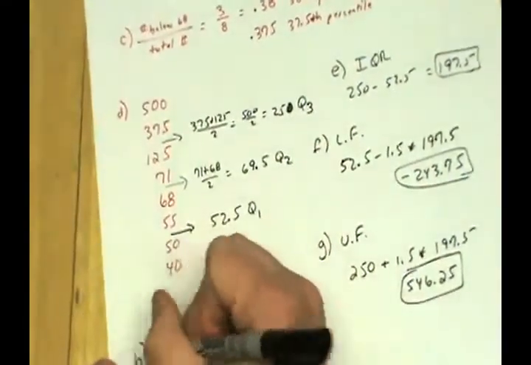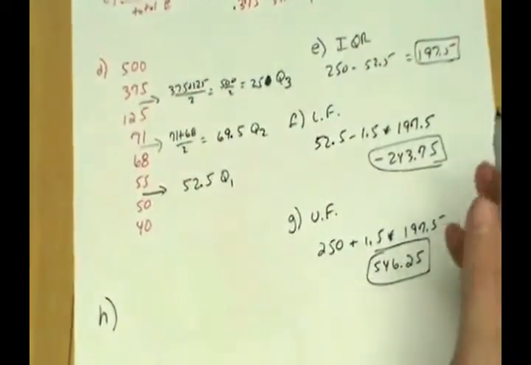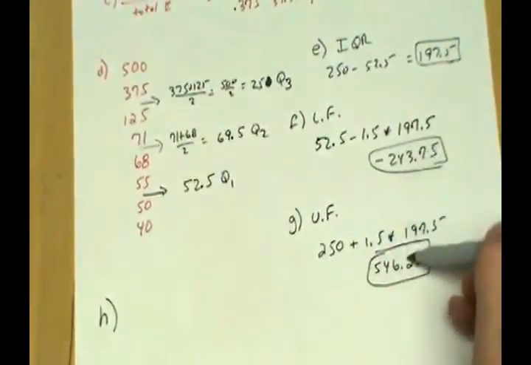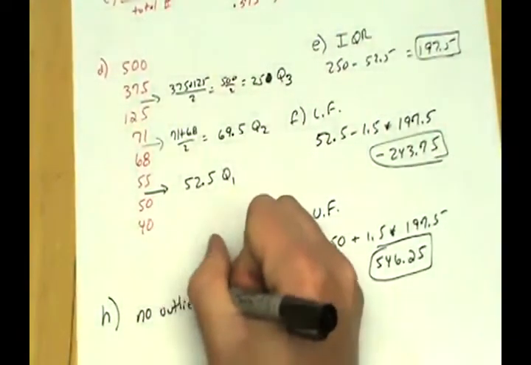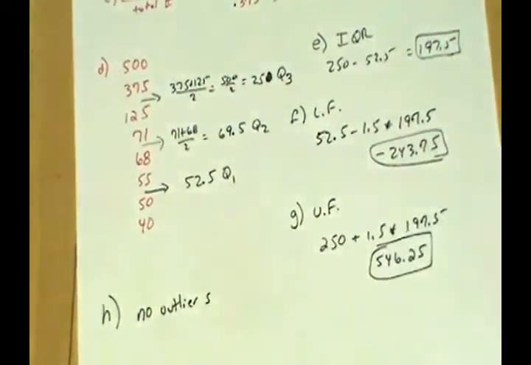So now letter H asks if there's any outliers. Anything below that, no. Anything above that, no. So actually there's no outliers here. Nope, looks to be pretty good, no outliers.